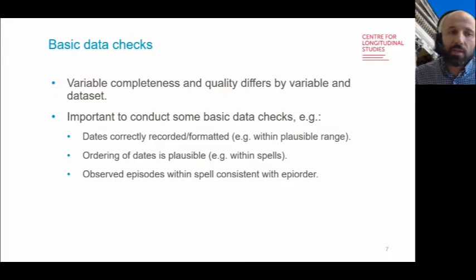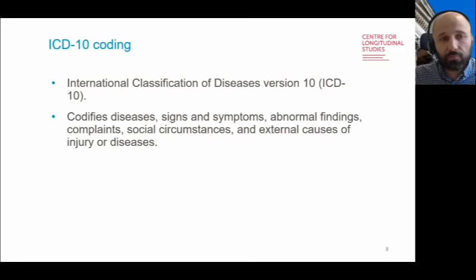And then also looking to see whether the observed episodes within a spell are consistent with epi order. As I say, it should start at 1 and go up in integers from that point until discharge. That's not necessarily the case. And I think, with some of these issues that you might identify, it's not always clear exactly what you should do to overcome that issue, whether it's a case of recoding something to a more sensible value, recoding it to missing, which might lead to its exclusion. And I think that will rather depend on the context of the analysis that you're doing. So I wouldn't propose any hard and fast rules for any of those.